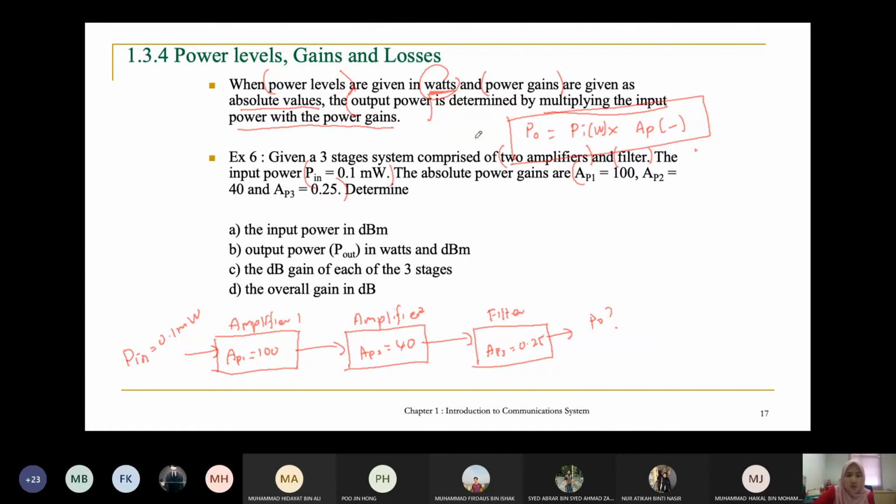So now the first question asks you to calculate the input power in dBm. So given here, the question already gives you the input power, but it is in watts. So you need to convert this 0.1 milliwatt into dBm. So how to convert? This one you have learned in the last lecture. So you just use the formula for the dBm.